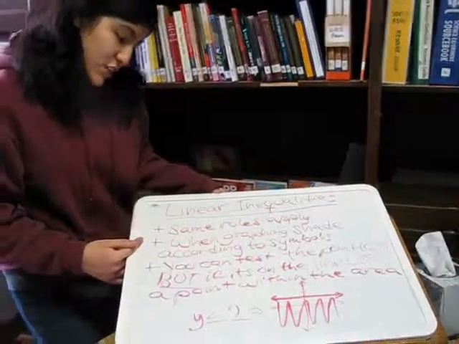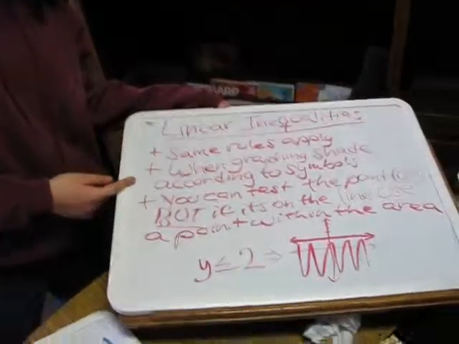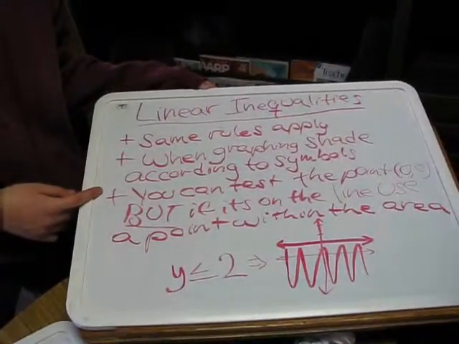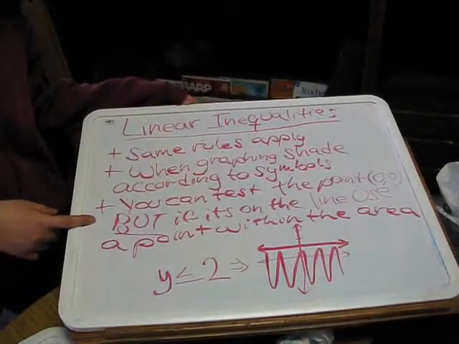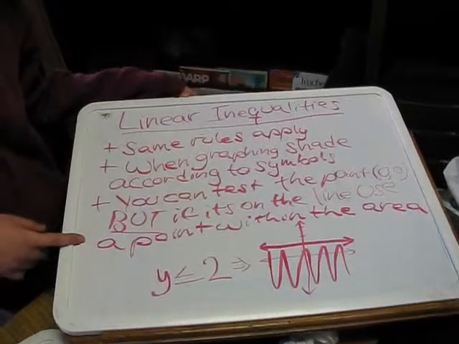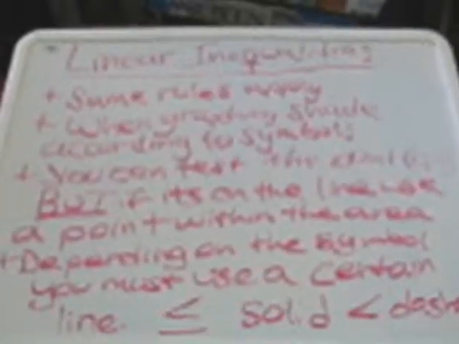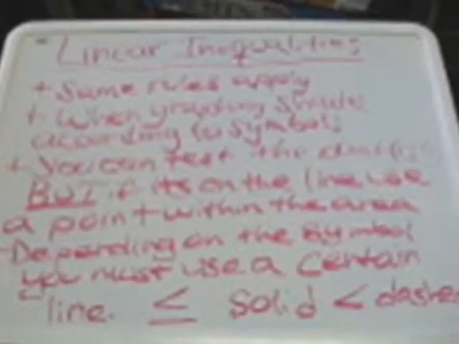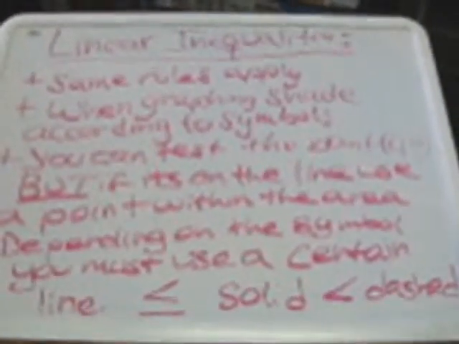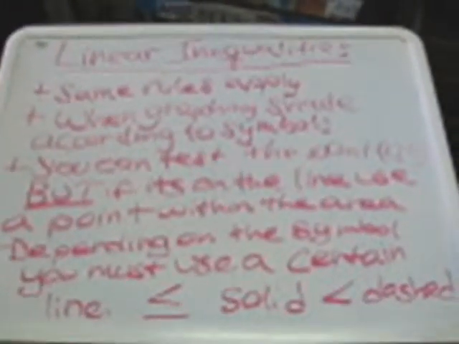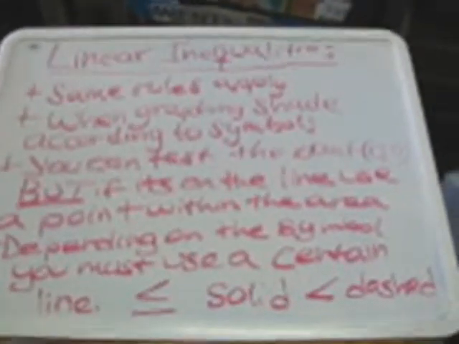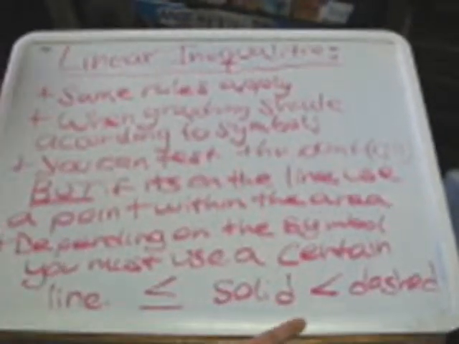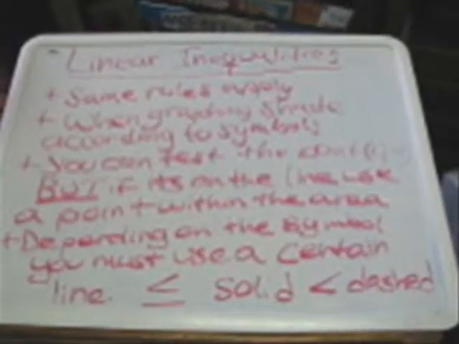When graphing, shade according to the symbols. You can use the test point 0, 0, but if it's on the line, use a point within the area. Depending on the symbol, you must use a certain line. If the symbol has a line underneath it, you must use a solid line. If the symbol does not have a line on the bottom, you use a dashed line.